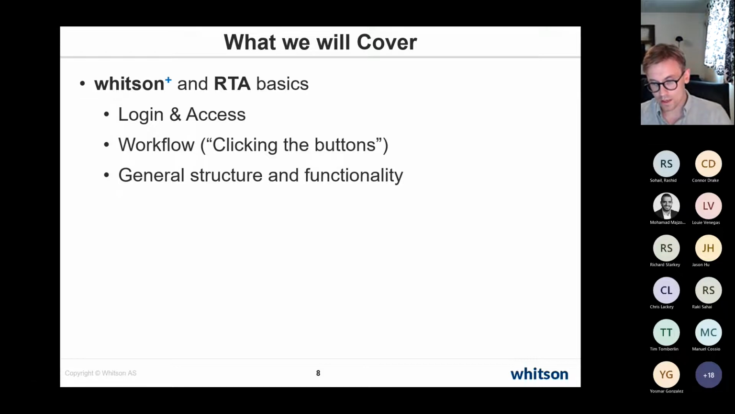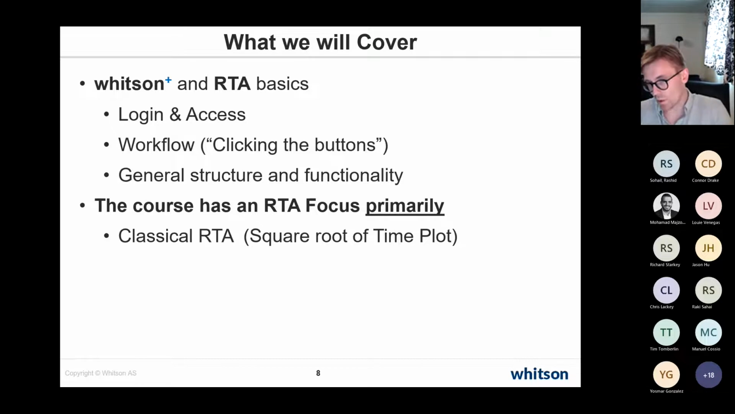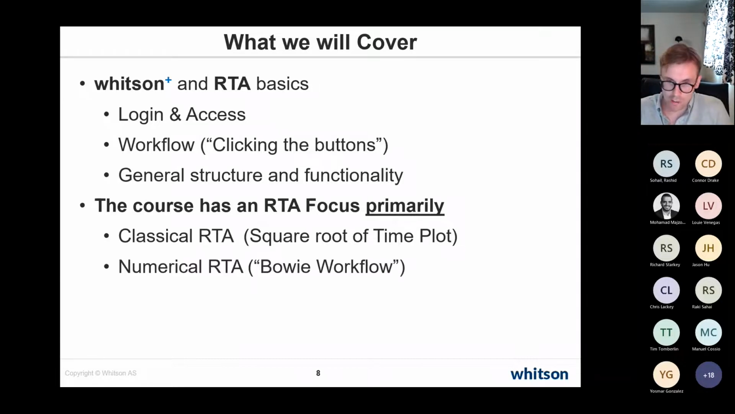So it's always good, even for those that are more seasoned, to go through this a little bit systematically. But we'll not do that in an isolated manner. We'll also go through a lot of the RTA, and focus on RTA primarily. So that's classical RTA, which is typically what we think about as the square root time plot. Numerical RTA, which is what we think about as the so-called Bowie workflow. And we'll also have a little bit of things related to the so-called fractional RTA concept out of Chevron.